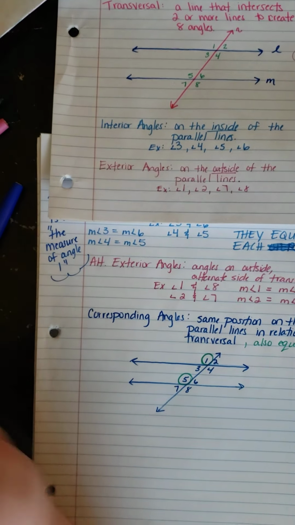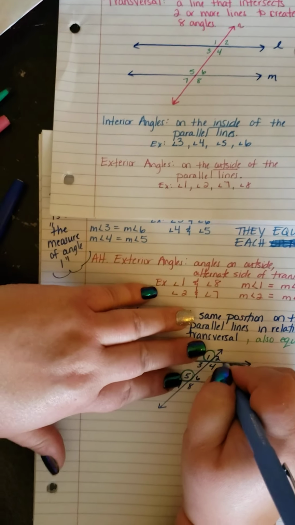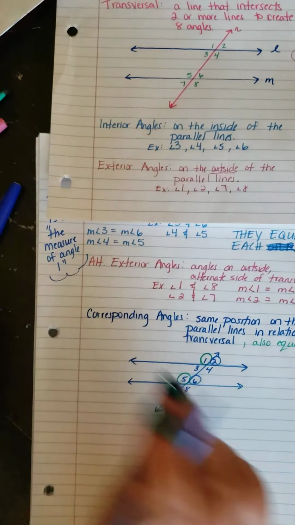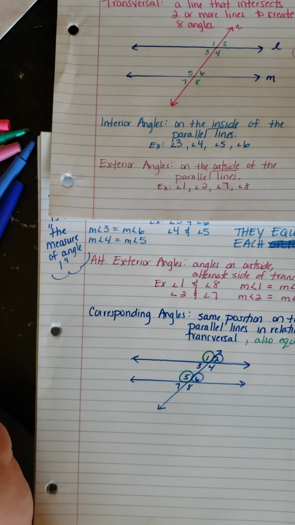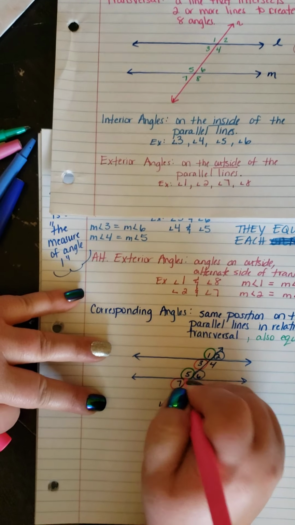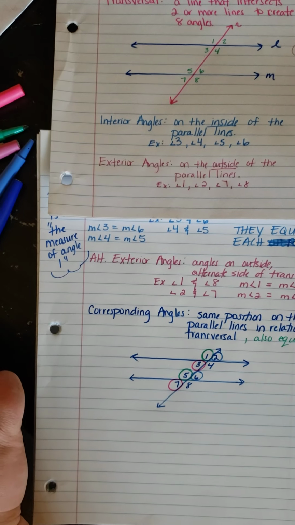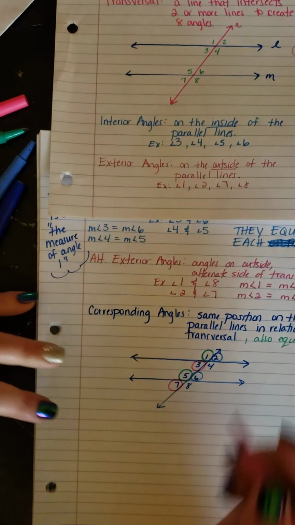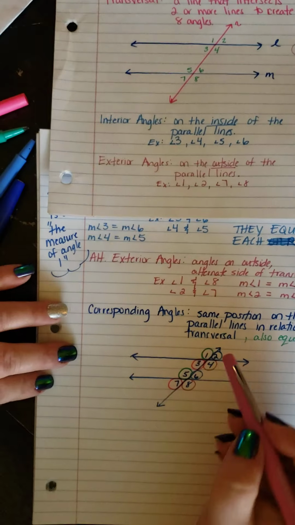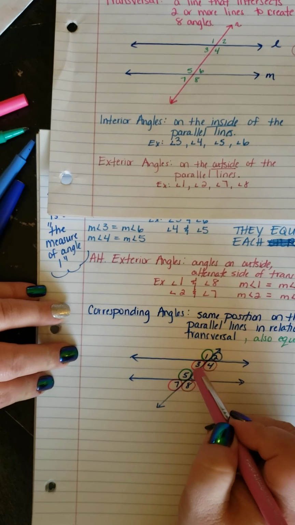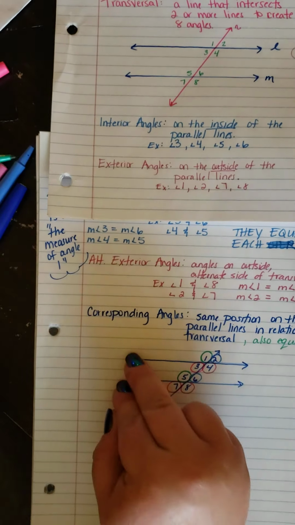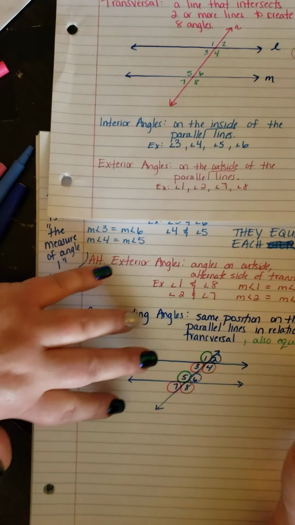Okay, so we've got 1 and 5. What else do we have? Angle 2, angle 6. What else do we have? We have angle 3 and angle 7. And you guessed it, angle 4 and angle 8. We have 4 sets. 1, 2, 3, 4. 4 sets of corresponding angles every time we have 2 parallel lines and 1 transversal.